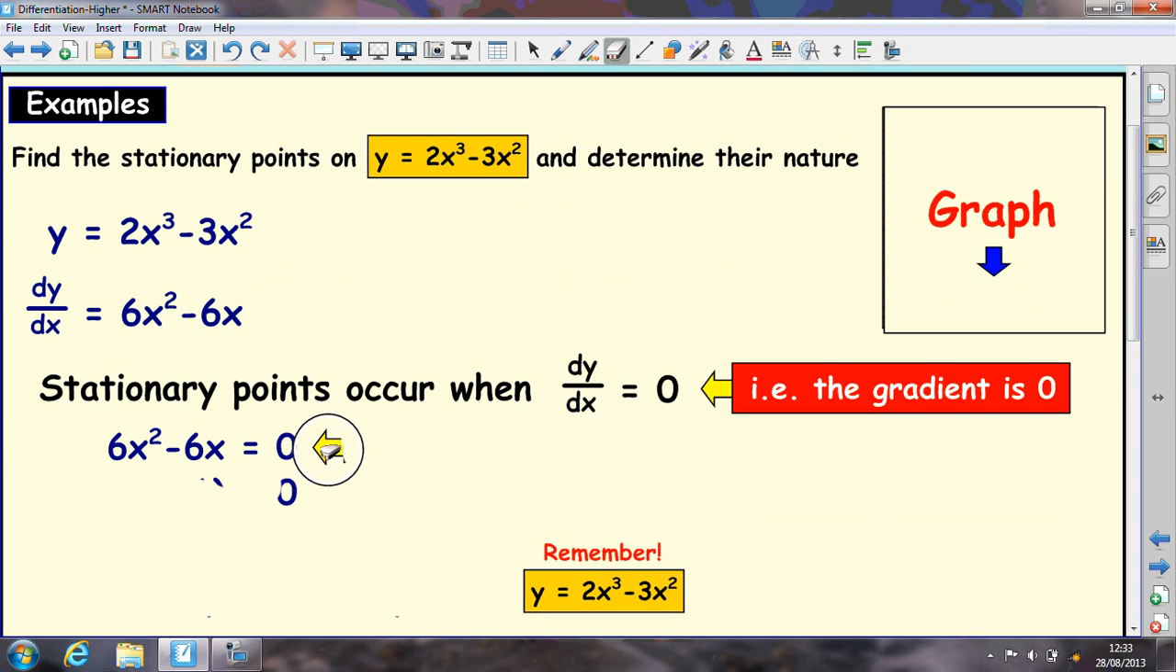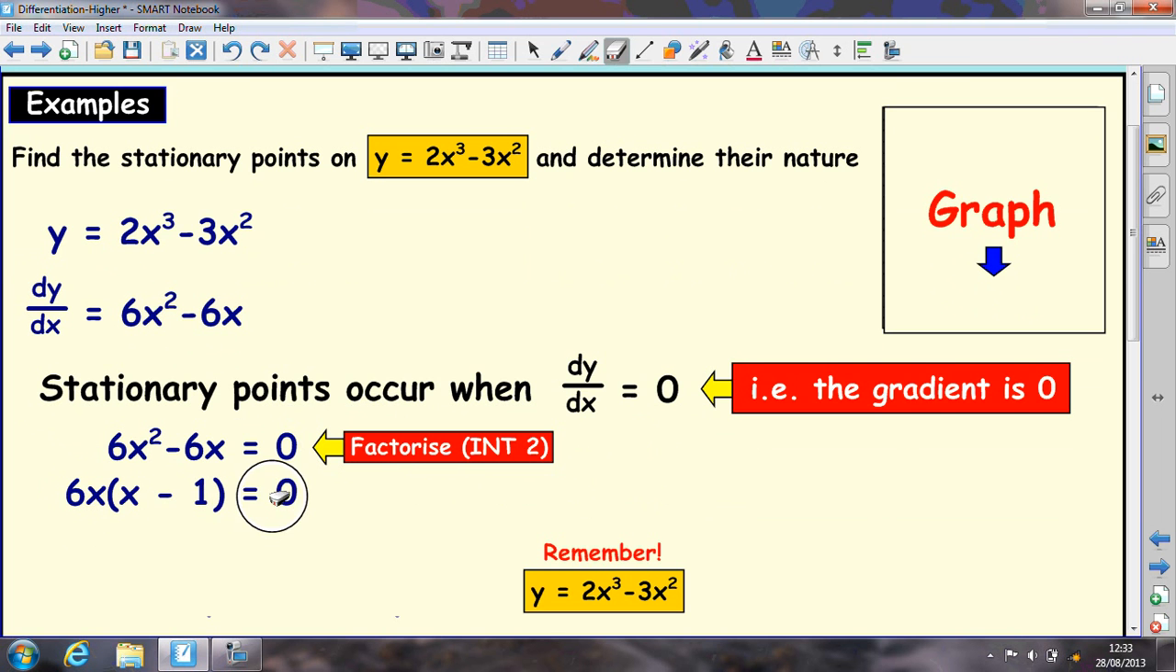Now to solve this is a bit trickier than the ones before. We have to factorise using our Int 2 or National 5 work. To factorise this, we either have to do a common factor, difference of two squares, or a trinomial. Now I can see that 6x is in both parts, so I'll take that as a common factor, and in my brackets I'll have an x: 6x times x is 6x squared, and then take away 1.